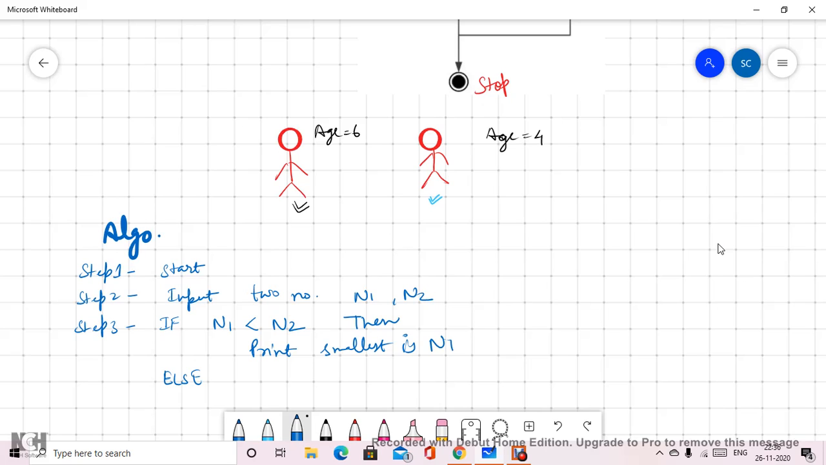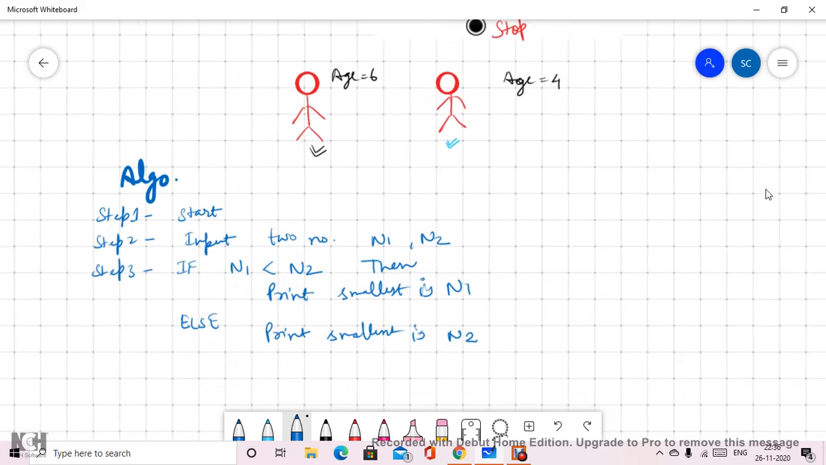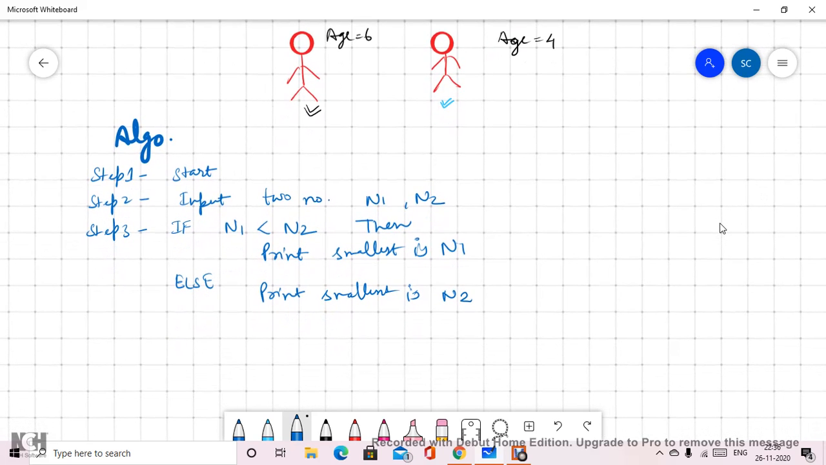Else, if this is not true, then what will be true? True will be that n2 is less than n1. So we will be printing smallest is n2, right? Let me drag the page. And then we have this end if. This is the part of decision that if the first condition is true, do this, otherwise do this, and we are going to end here the if situations.